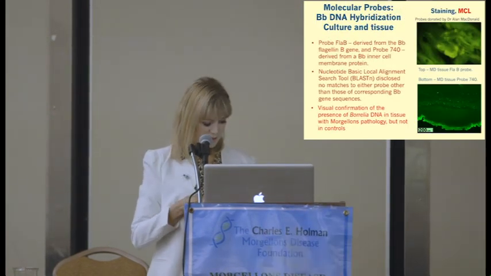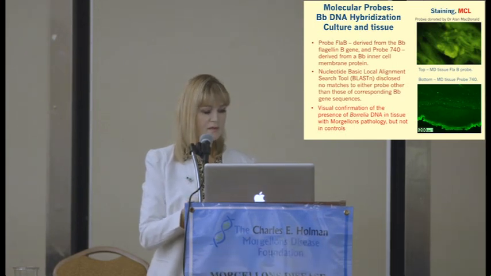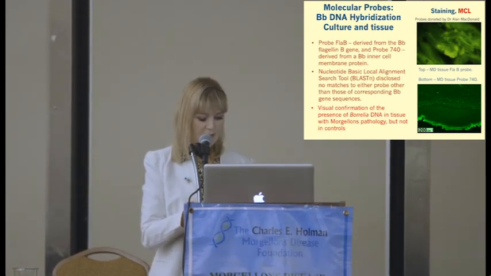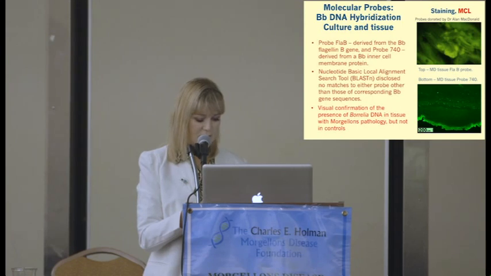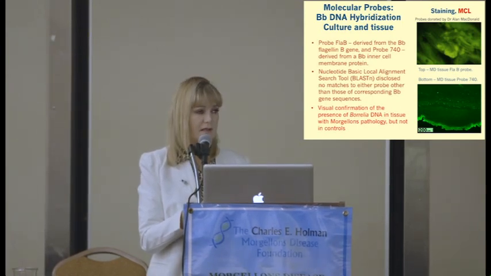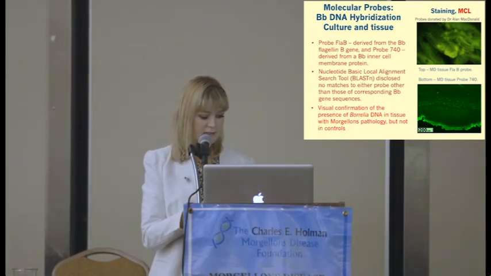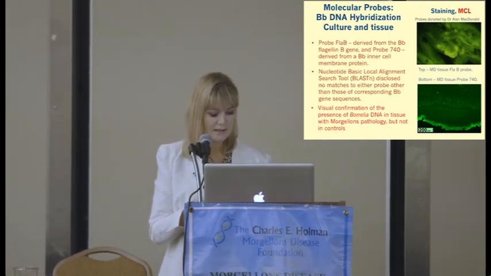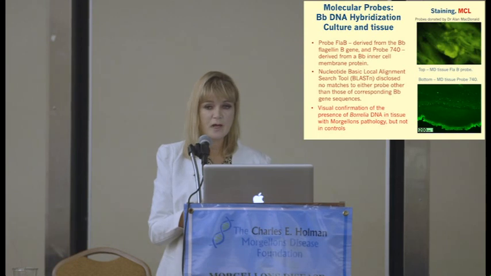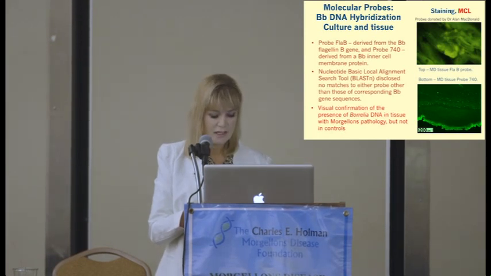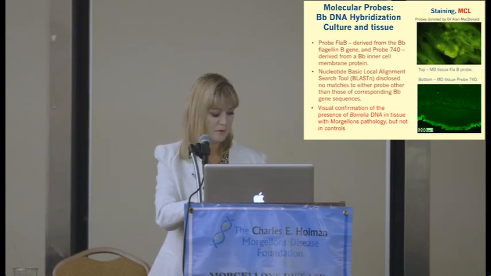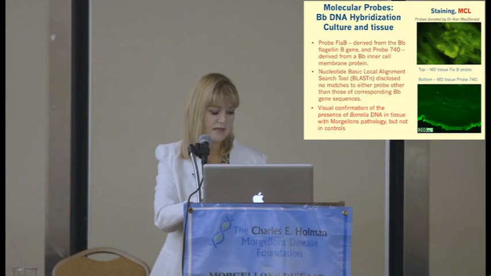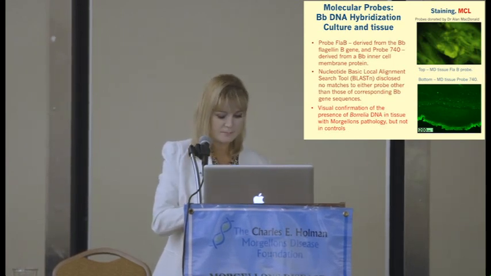We stained tissue using DNA probes that were specific for Borrelia, and this is called in situ hybridization. And this allowed us to visualize Borrelia DNA in skin sections and in culture smears. Again, these assays were performed with positive and negative controls, and this staining was performed at McLean's laboratory. Borrelial DNA was present in tissues that had Morgellons pathology.